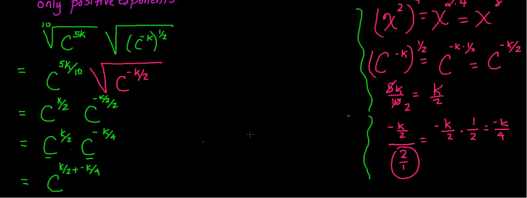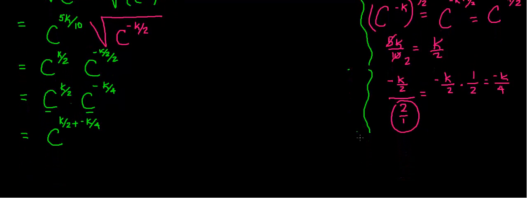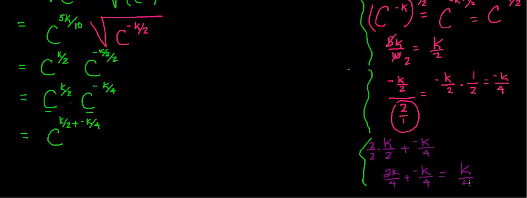How do I add these two fractions? Let's go off to the side here again. Let me get purple. We have k over 2 plus negative k over 4. We need a common denominator. The common denominator is 4. I need to change this denominator to a 4. That means by multiplying 2 over 2, I get that. So this is 2k over 4 plus negative k over 4, and that gives you k over 4.